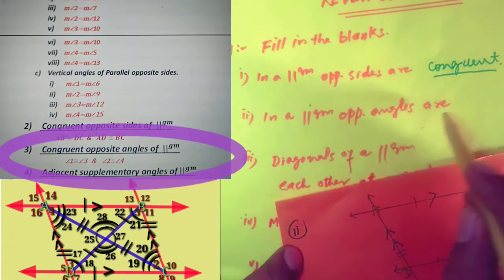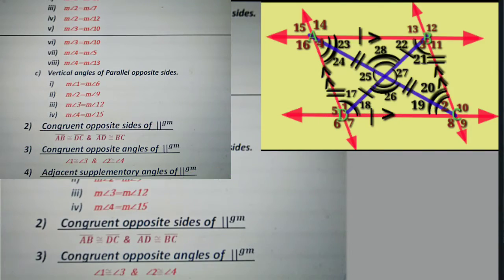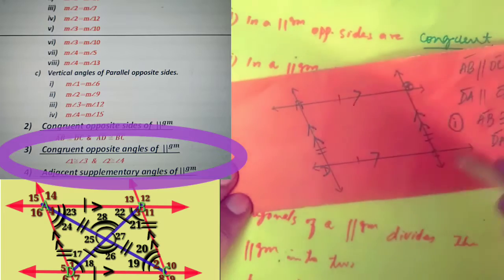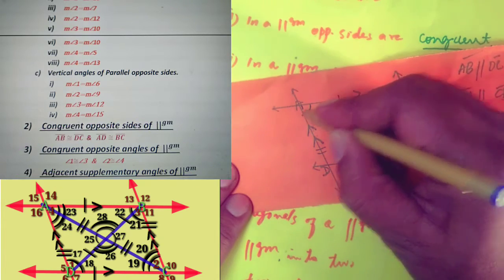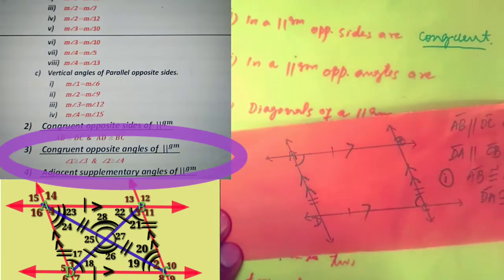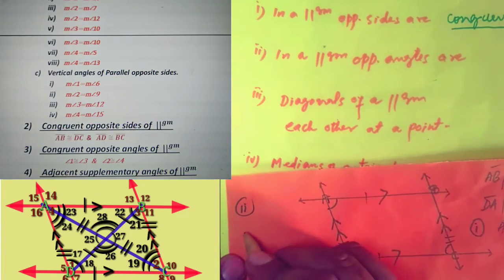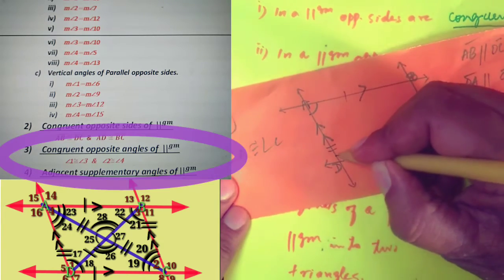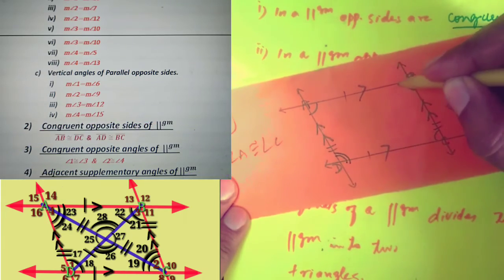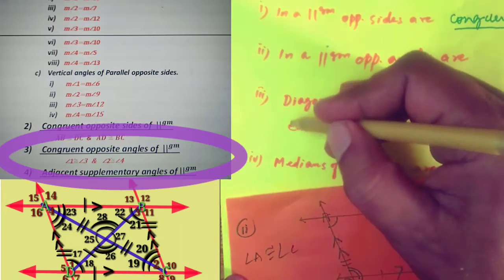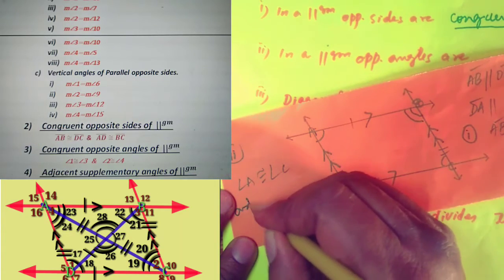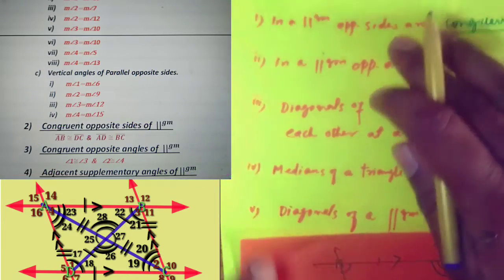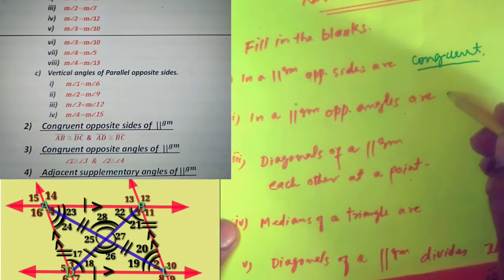In a parallelogram, opposite angles are also congruent. Means angle A and its opposite angle is angle C. Angle A is congruent to angle C. Also angle D is congruent to angle B. So in a parallelogram, opposite angles are congruent.